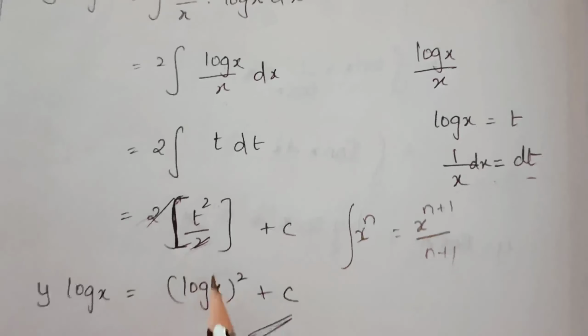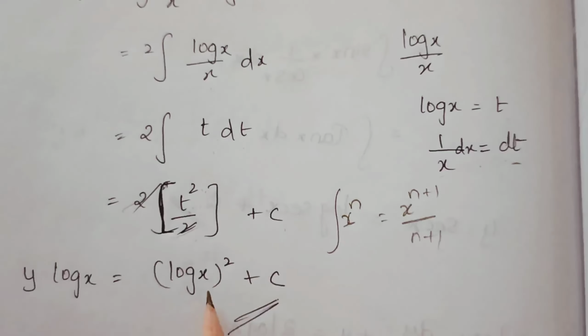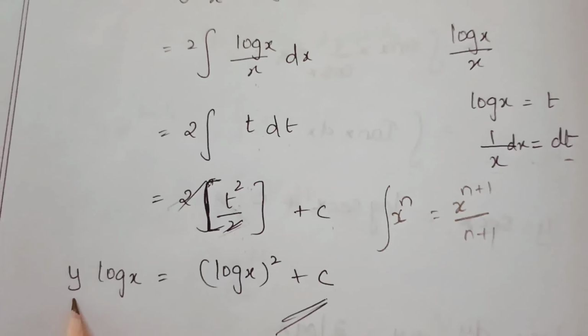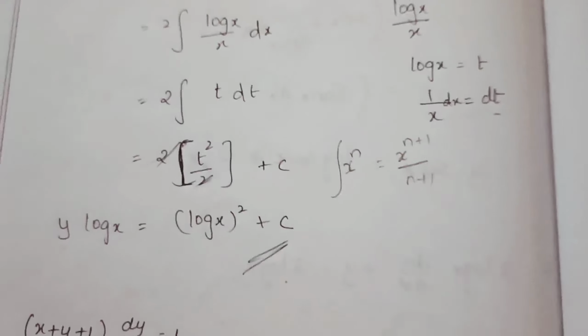These two get cancelled. You will get t square plus c. T is nothing but log x. So log x whole square plus c. So the answer is y log x is equal to (log x) square plus c.